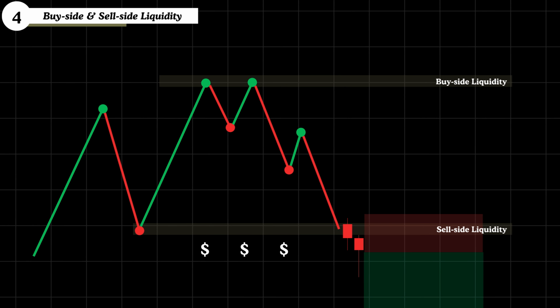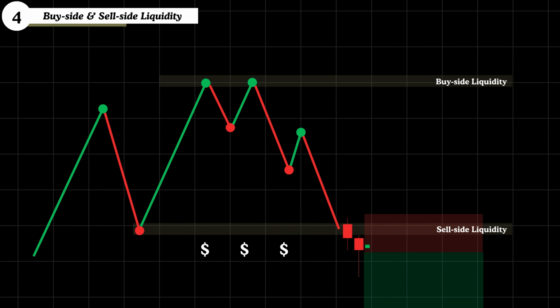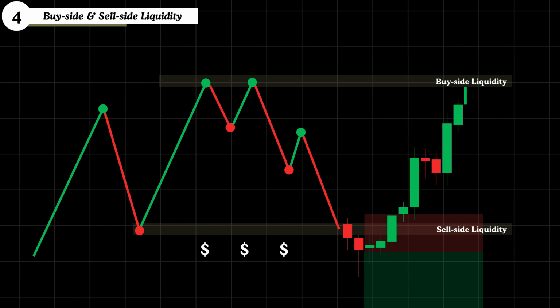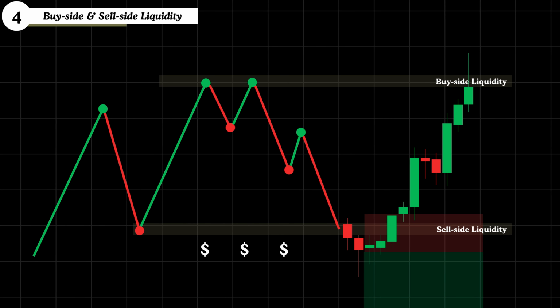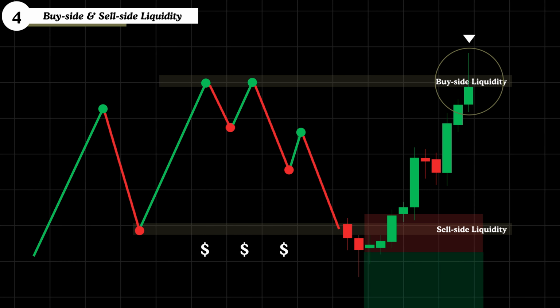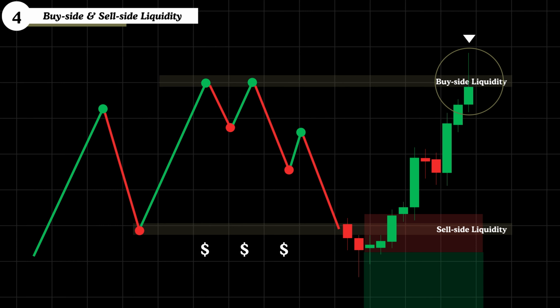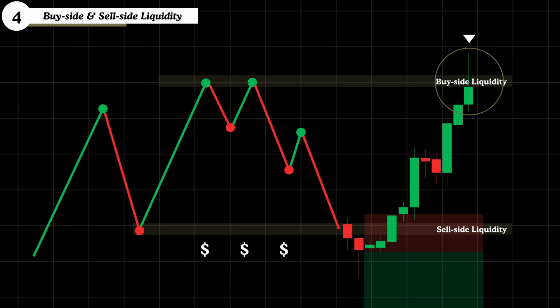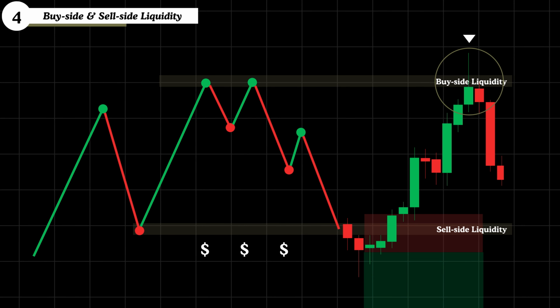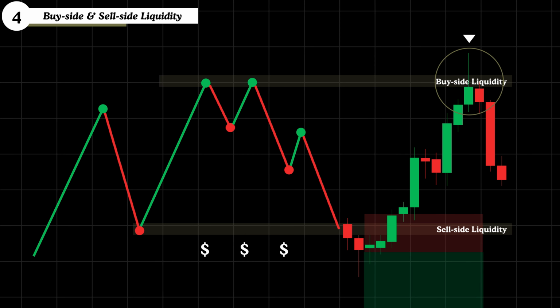However, in many cases, after smart money gathers that liquidity, the market quickly reverses upward. This move traps both the early long positions and the breakout short sellers. The same principle applies to buy-side liquidity but in reverse. If smart money aims to sell, they need sufficient buyers. They push price above a major resistance level to activate buy stop orders and attract breakout entries, then quickly reverse price downward after accumulating the liquidity they need.